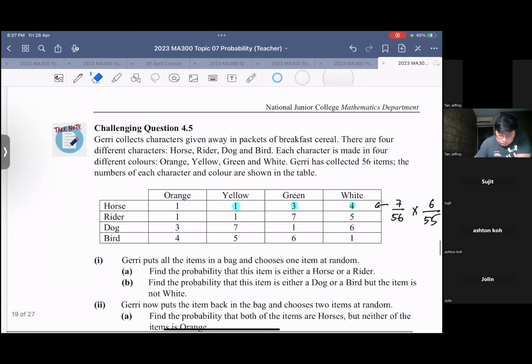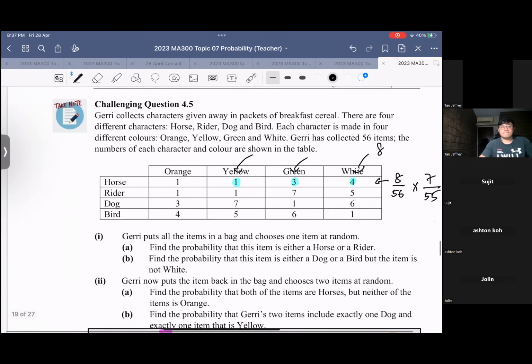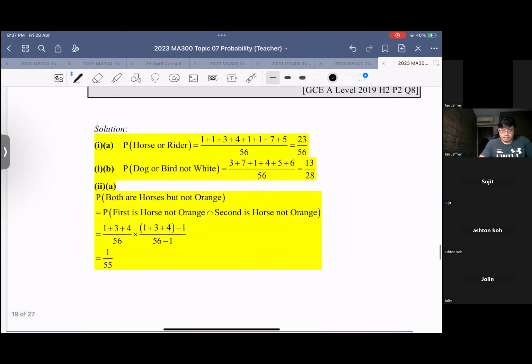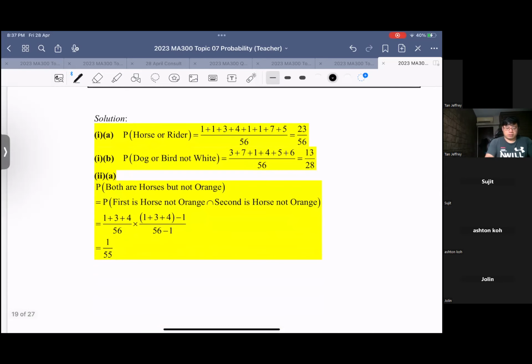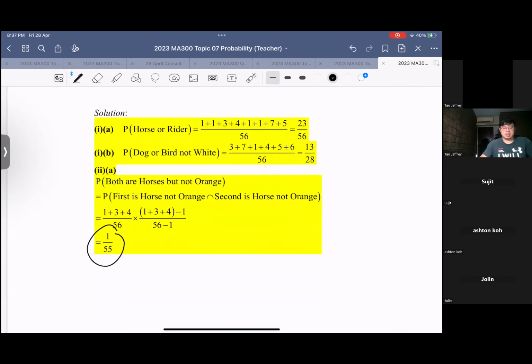Sorry, 3 plus 4. Oh, my math. 1 plus 3 plus 4 is 8, not 7. Okay, 8. 8/56 times 7/55. Okay, so the answer you should get for part 2A is 1/55.